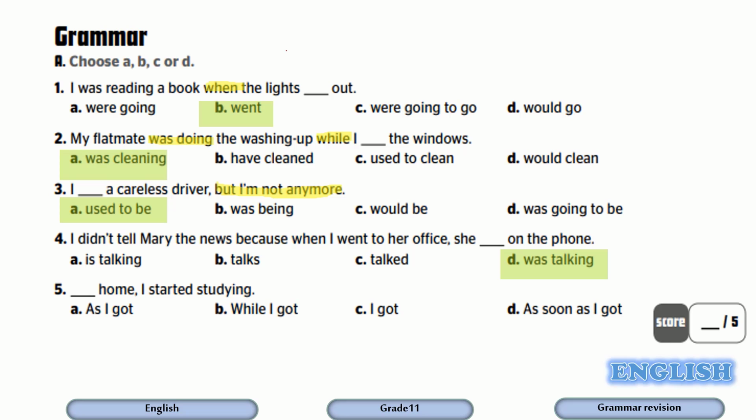Number 5, home I started studying. So what do you think the answer is? If you remember, the word as and while has the same meaning. So I can say as or while. But I need, of course, to talk about an action in progress. Okay, so the answer will be as soon as I got home, I started studying. I hope you got 5 out of 5 in this practice.